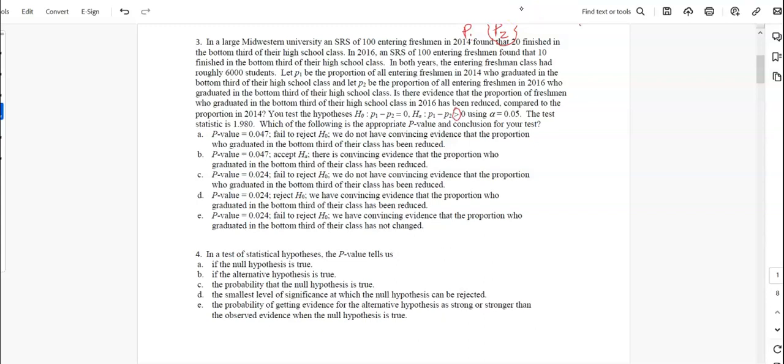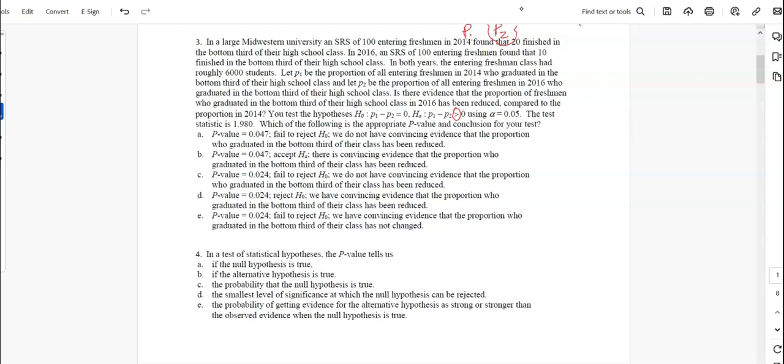I just want to make sure how that works. You kind of have to think through the null. We want a greater than. We want P1 to be larger than P2. We think it may be reduced. But the null is there's no difference, right? Same proportion both times.